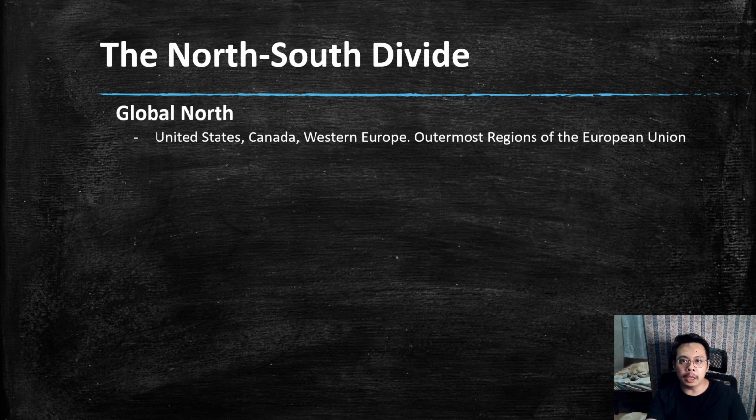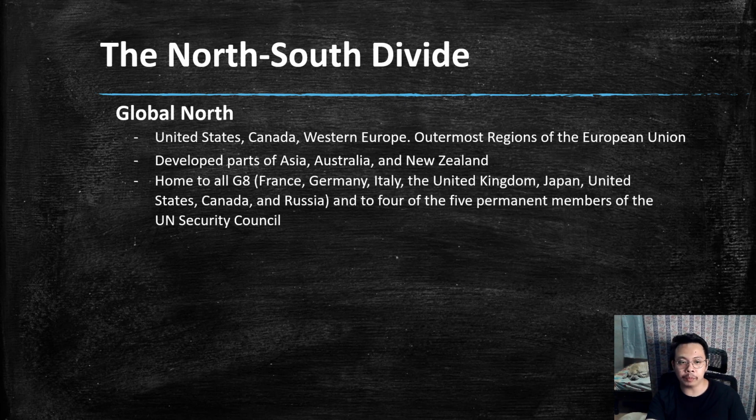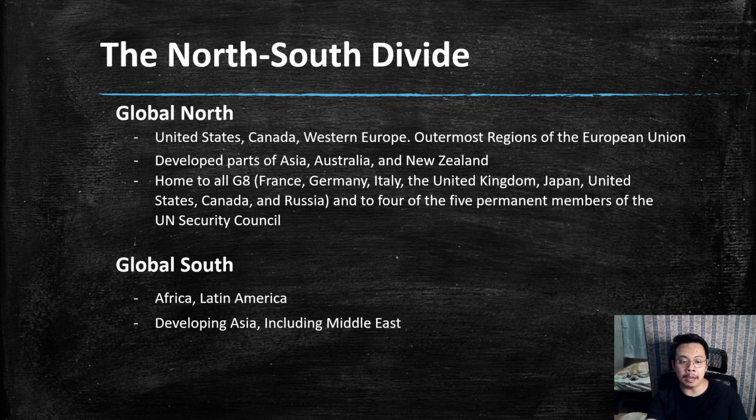So, the global north is comprised of United States, Canada, Western Europe, outermost regions of the European Union, and developed parts of Asia, Australia, and New Zealand. It is also home to all G8 and to four of the five permanent members of the UN Security Council, which is France, the United Kingdom, the United States, and Russia. While ang Global South is comprised of Africa, Latin America, mga developing countries in Asia, and also sa Middle East.